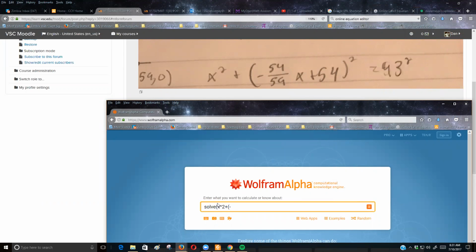Let's see, what is it? Negative 54 divided by 59 x plus 54, and then I'm going to square that, and that equals 43 squared. And hopefully this will work.